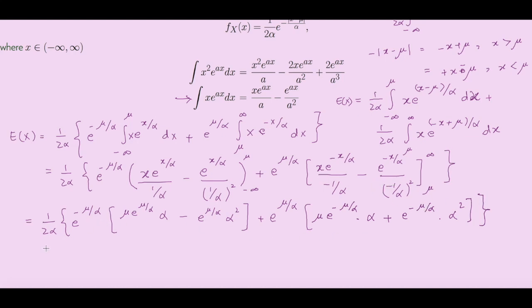Okay, so now it's a matter of just algebra here, so it is 1 over 2 alpha, this e to the minus mu over alpha, and this will cancel out, I will be left with mu alpha, and then this will be cancelled out with this, and I will be left with minus alpha squared, then plus, and this will be cancelled out with this, I will be left with just mu alpha, and then plus this will be cancelled out with this, and I will be left with just alpha squared. So this will cancel out, and I will have 1 over 2 alpha, mu times alpha times 2, because I have 2 here, so this is equal to mu. So this is my mean of the Laplace random variable.